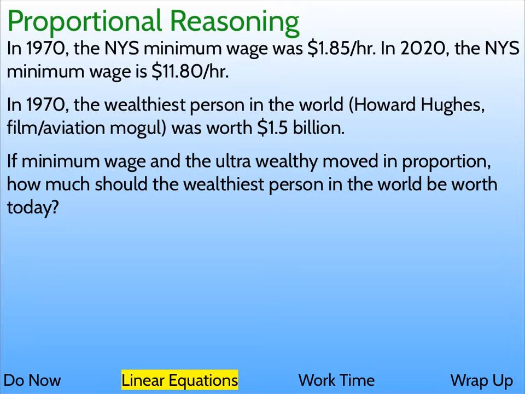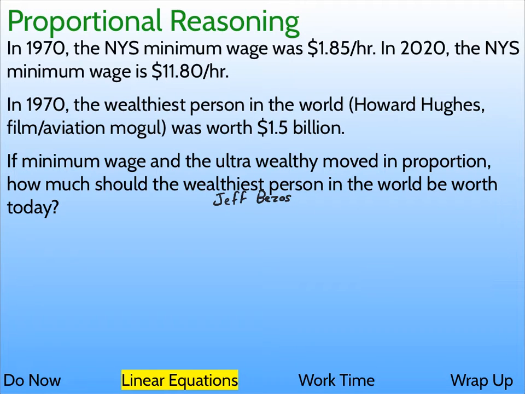Now, in 1970, the wealthiest person in the world, his name was Howard Hughes, and he did a lot of films and had some aviation companies. He was worth $1.5 billion. So hypothetically, if minimum wage and the ultra wealthy, like the wealthiest person in the world, moved in proportion, how much should the wealthiest person in the world be worth today? That wealthiest person, of course, is Jeff Bezos of Amazon, and we'll get to how much he makes in just a second. So let's look at it here.